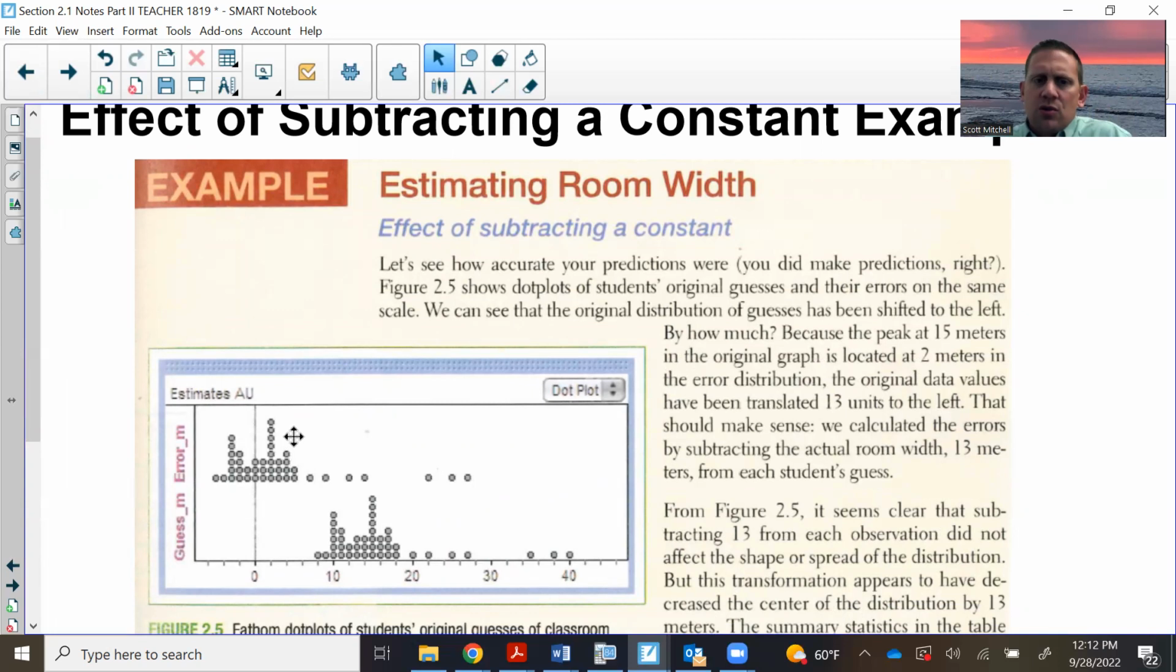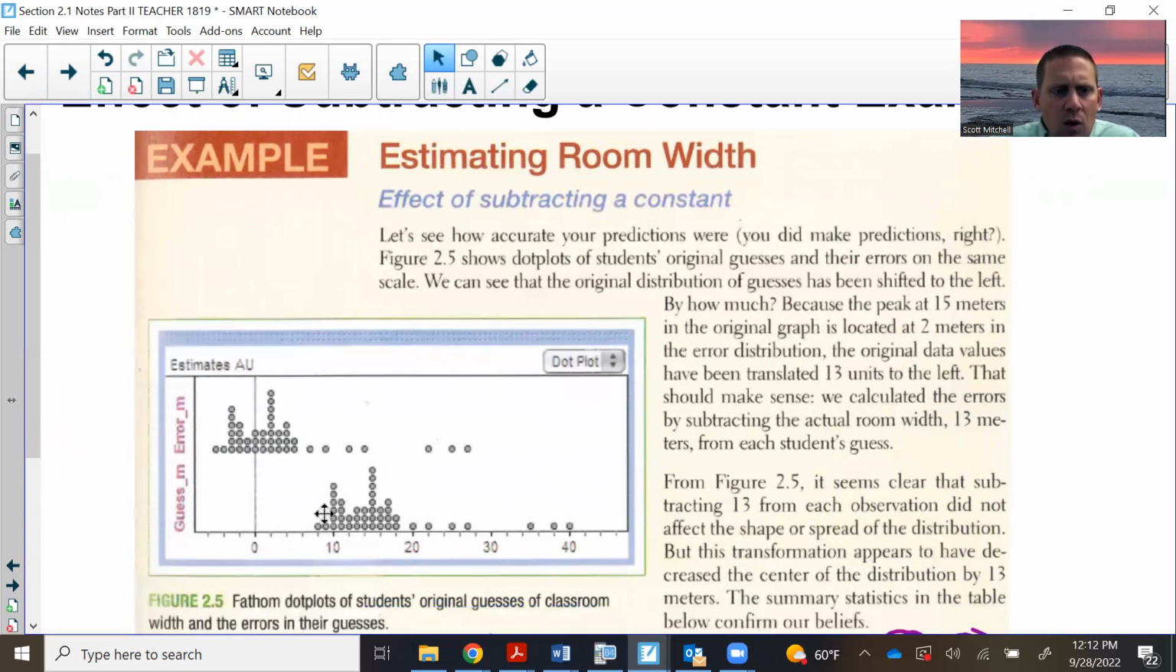The shape is still skewed right. That's definitely going to change. Okay. Where does it look like the peak is now? The peak looks like we're right about 2. Yeah, it looks like it's a 2. Where was the peak before? The 15. That's a difference of 13. So when you shift everything one way or the other, shape doesn't change.